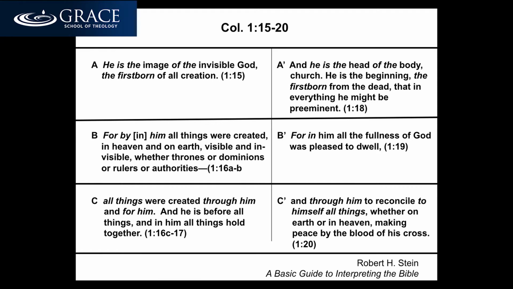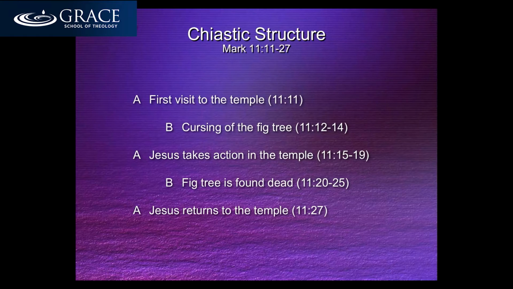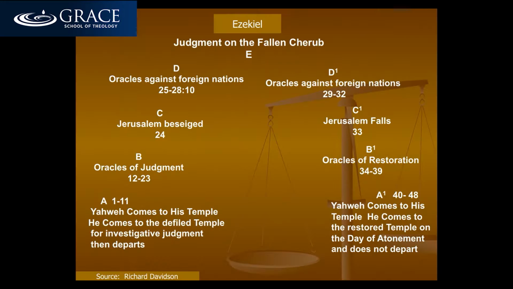We might also look in Colossians, according to Robert Stein. We have the A, B, C, and then again A prime, B prime, C prime. Hopefully you're realizing that this is fairly prevalent in the Bible, in the Old and the New Testament. The chiastic structure about the first visit to the temple, and then Jesus returns to the temple. So you got the temple visit, the cursing of the tree, action in the temple, tree's dead, goes back to the temple. So it's A, B, finishes off with an A, unless you want to see more that goes further down.